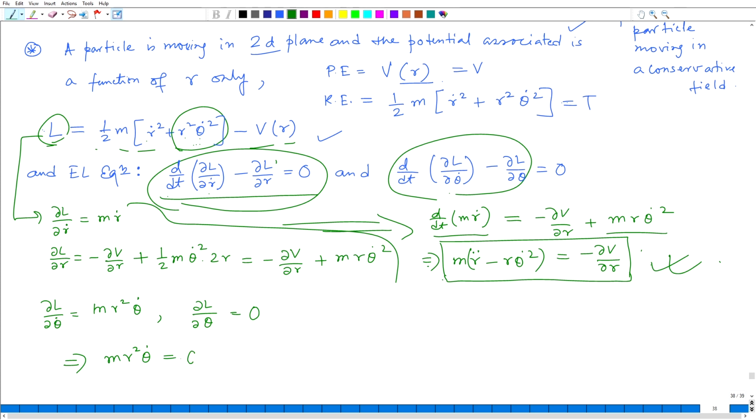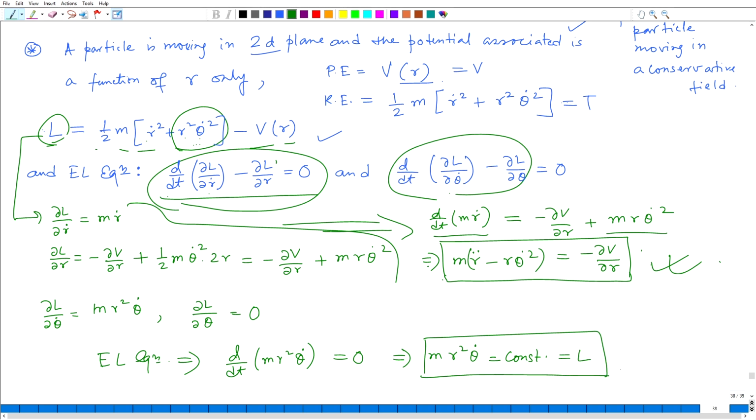So, the Euler Lagrange equation actually implies d/dt of m r square theta dot will be equal to 0. So, m r square theta dot is equal to constant. You can call that L. So, you see that this is a point where you may get stuck a little bit.